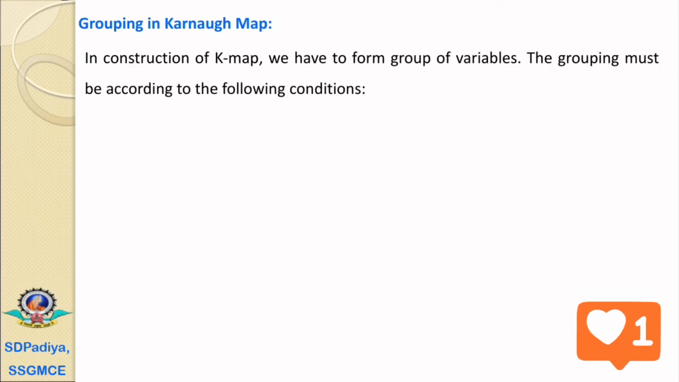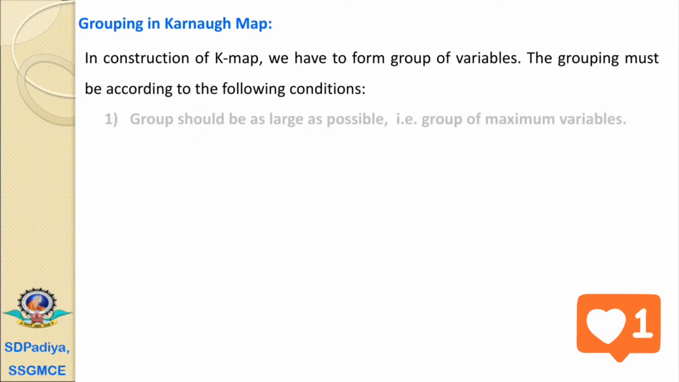After the construction of the K-map, we have to perform the grouping of the variables. Therefore, we will discuss the next topic, that is grouping in K-map. In the construction of the K-map, we have to form groups of variables. The grouping must be according to the following conditions.